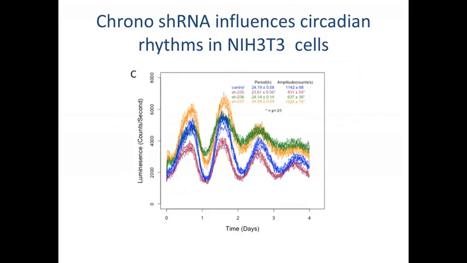We've also shown that inhibition of Chrono influences circadian rhythms and reporter gene expression in a cellular model. This is NIH3T3 cells, where we show that Chrono inhibition is capable of changing clock function in cellular models as well.